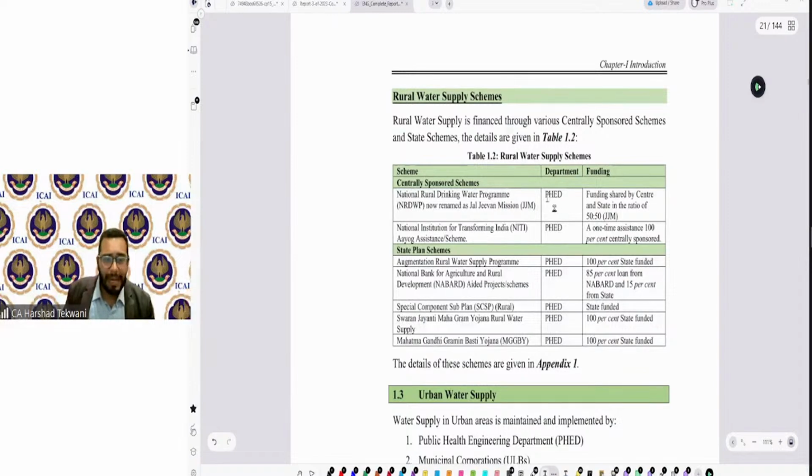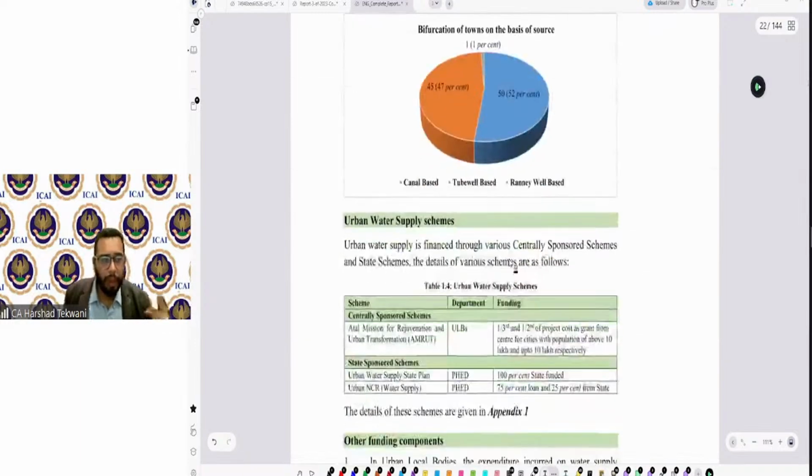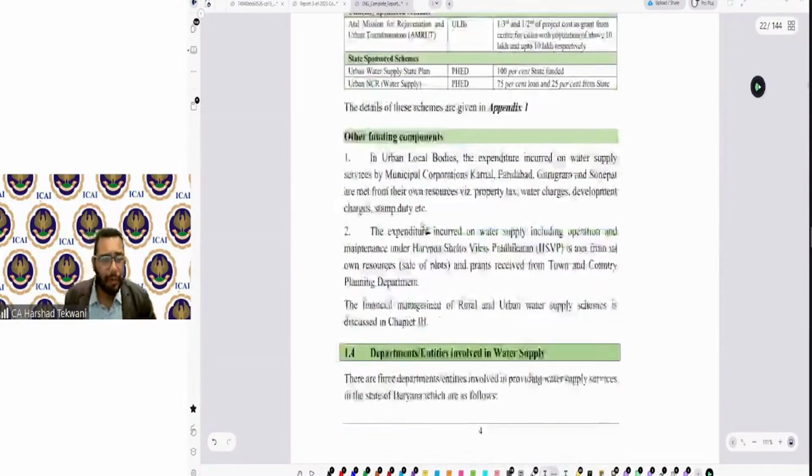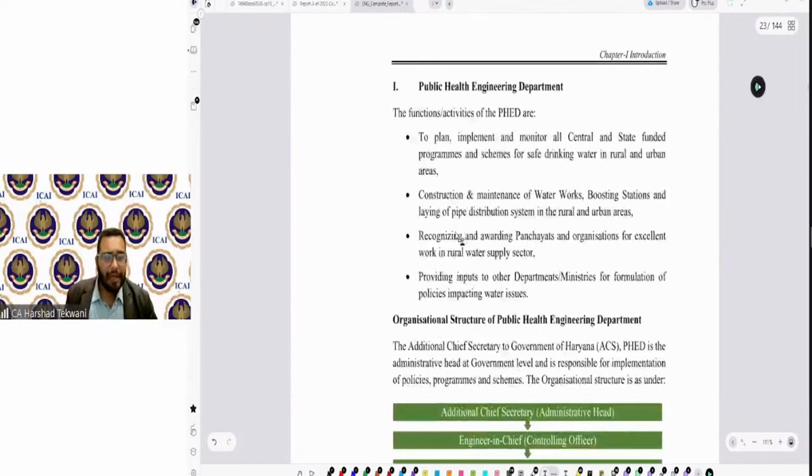Which department is handling which program, what is the funding, from where the funding is coming. All these things are there. They are understanding the urban water supply program. Who is the responsible person who is maintaining the program? Urban water supply schemes. Other funding components. All these things, they are understanding how much and what department is included.